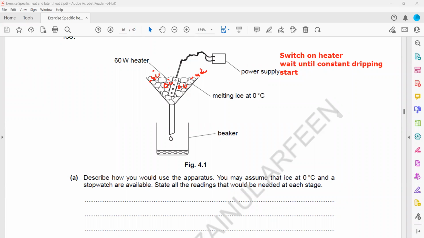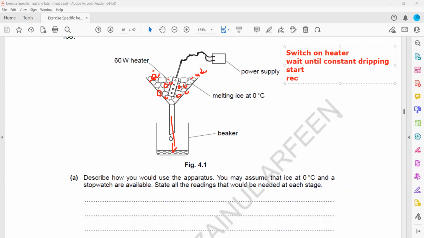So once all of it is at 0 degrees centigrade, now the constant dripping starts. So we switch on the heater, the ice is melting, but we wait until constant dripping starts. Once constant dripping starts, now we are sure that all the ice is at 0 degrees centigrade. And then what we will do, we'll record the time.